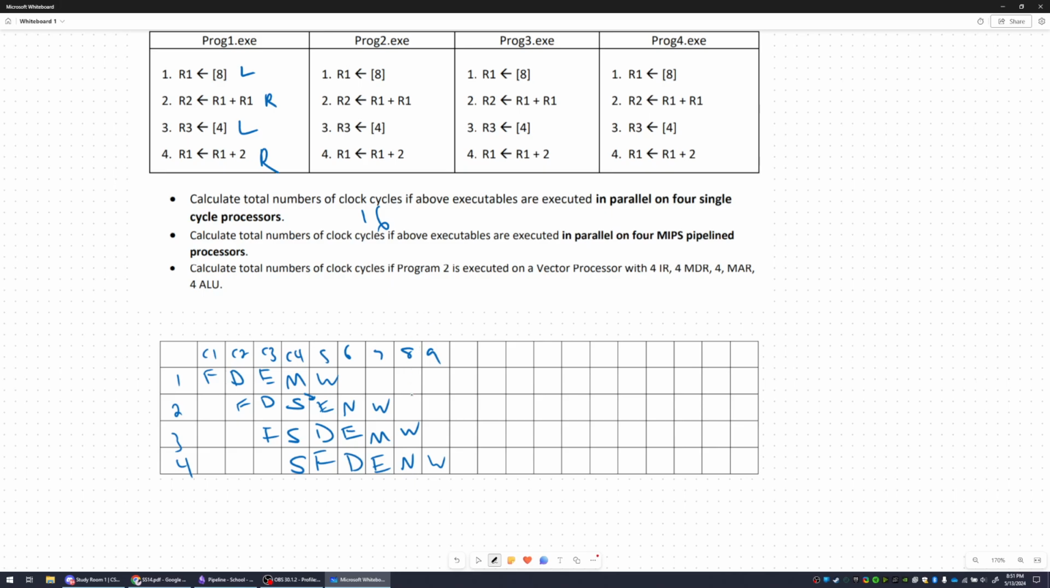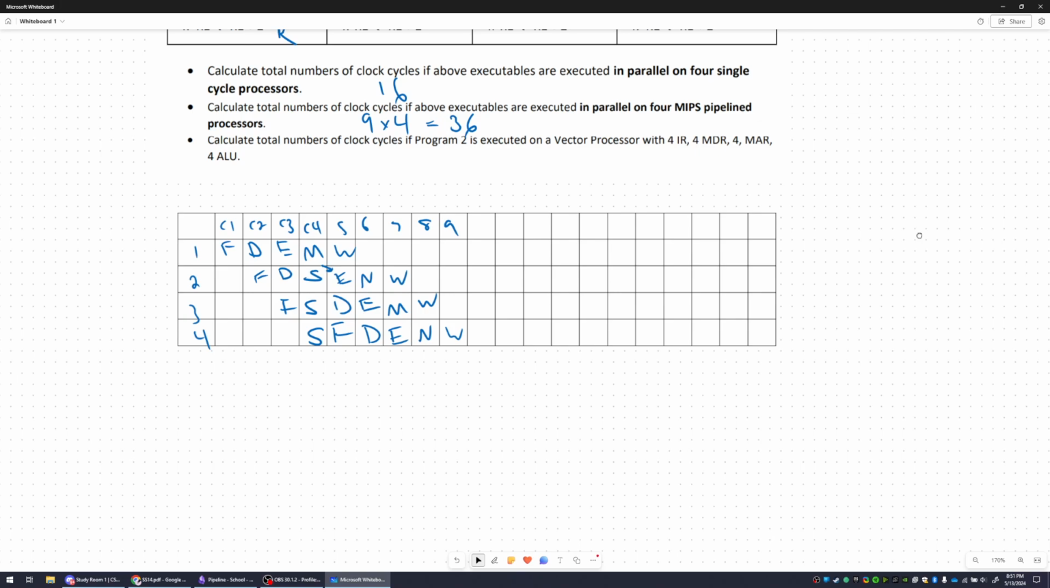Nine clock cycles. And since it's not a multi-programming OS, each of these programs will take nine clock cycles, so it's 9 times 4. So it should be 36. And then, so I guess that was your question, right? Oh, what if it's pipelined? You have to draw out the pipeline. And then vector, which is superscalar.